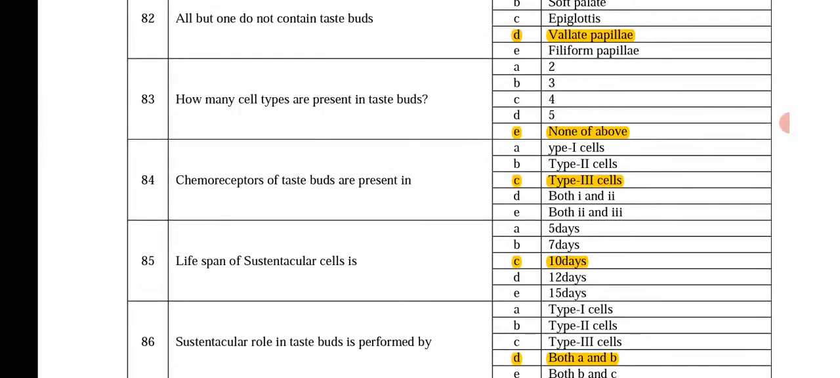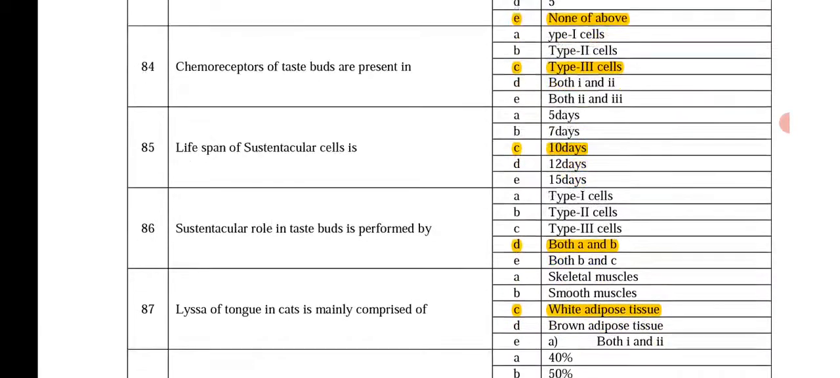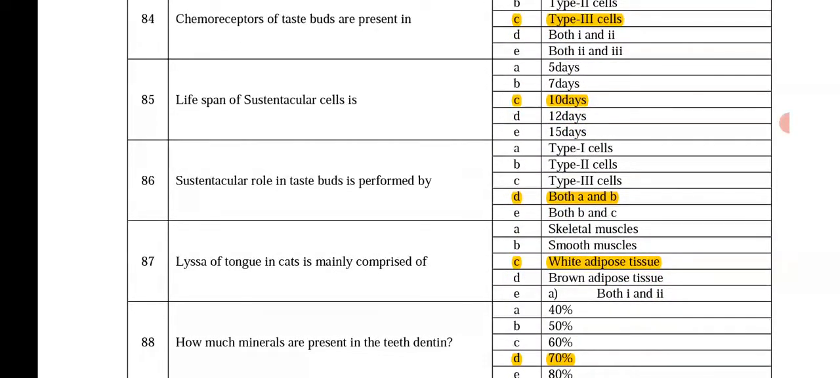Chemoreceptors of taste buds are present in type 3 cells. Lifespan of sustentacular cells is 10 days. Sustentacular role in taste buds is performed by both A and B, type 1 and type 2 cells. Lyssa of tongue in cats is mainly comprised of white adipose tissue.